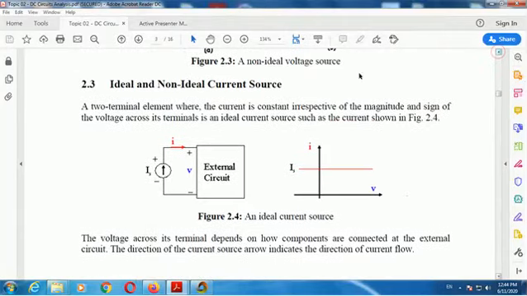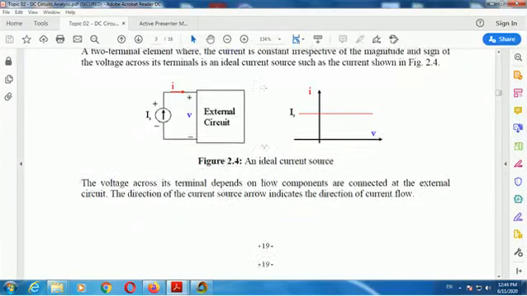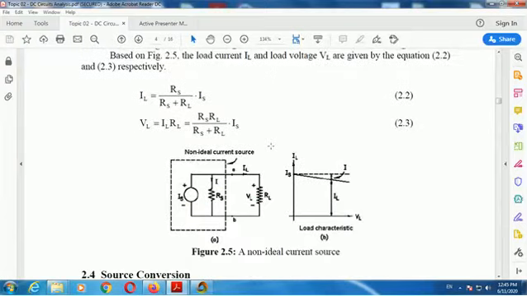Then we go to the ideal current source. The ideal one has no parallel resistance, a perfect current source with constant current, because there is no loss here. The non-ideal, non-perfect one has a parallel resistance, which causes a small drop here. Okay?